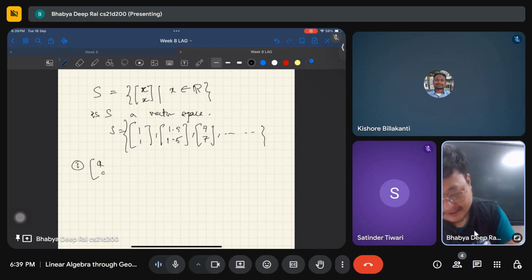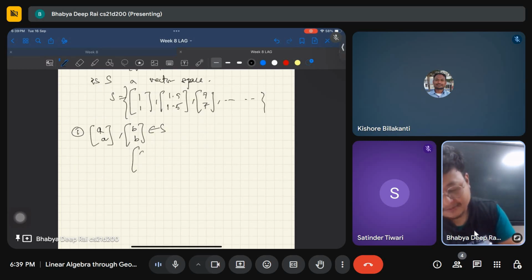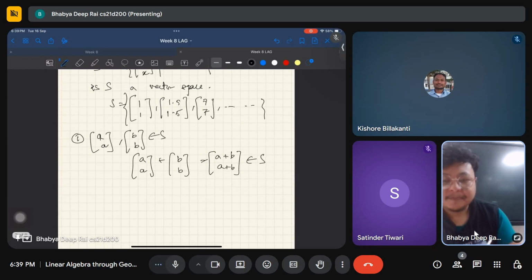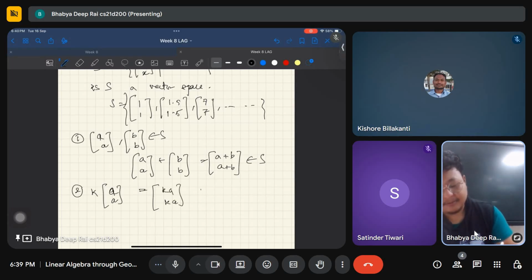If I take any two vectors in S, which are always of the form (a, a), (b, b), and so on, and add them up, I'll get (a+b, a+b), which is of the form (x, x), right? So it's closed under addition. Now let's see if it is closed under scalar multiplication. If I take (a, a) and multiply it with the scalar k, it is nothing but (ka, ka), which is of the form (x, x).